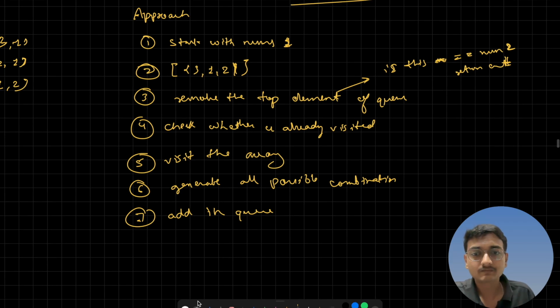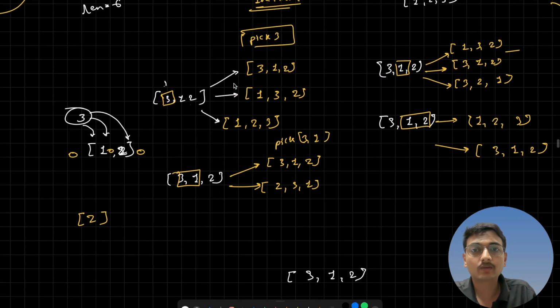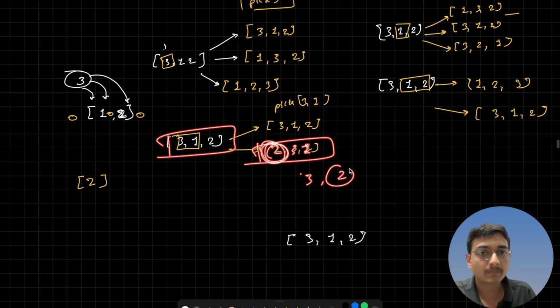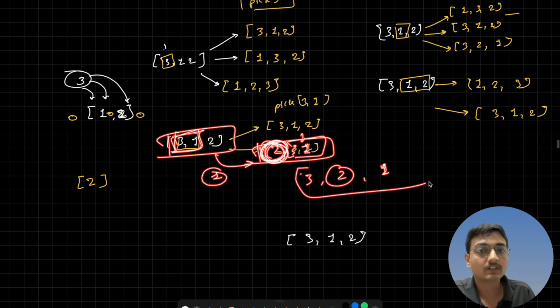Whenever I am putting anything in the queue, I will put one more thing: the count of it. Let's say, for example, from this 312 I have generated this 231. Now from this 231, I have taken this 2 and kept it here in the last. This is the first operation. Now the next operation, I'm keeping this 2 and putting it in the middle. So this is 2 operations.